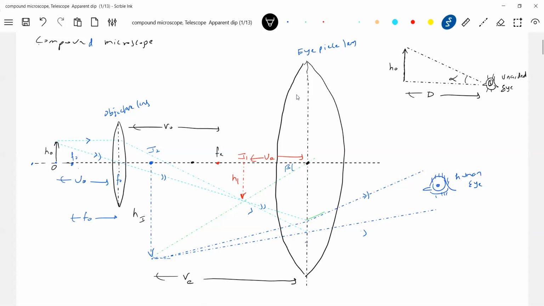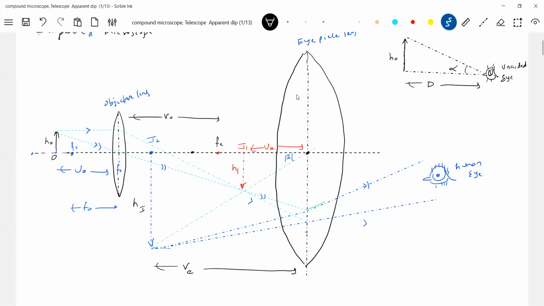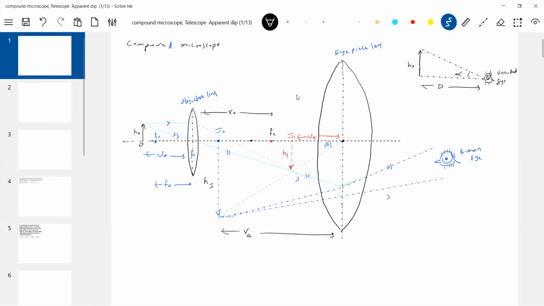Now, what about the image? It can form at infinity or at the least distance, no? Like, there are two magnifications. Okay, let's get into the magnifying power of this compound microscope. What is the basic formula? I think I have space here. Let me write it. So what is the magnifying power?